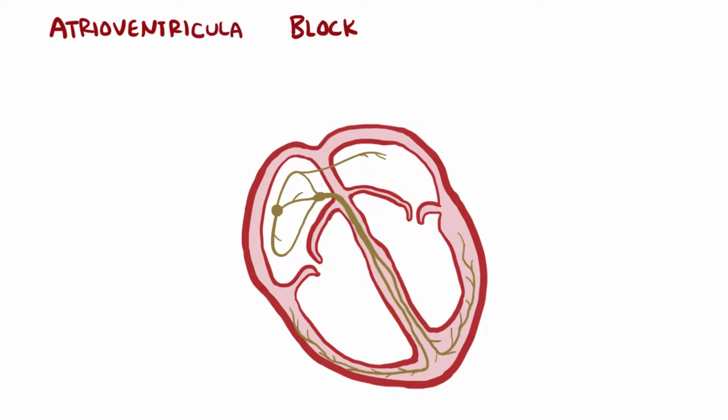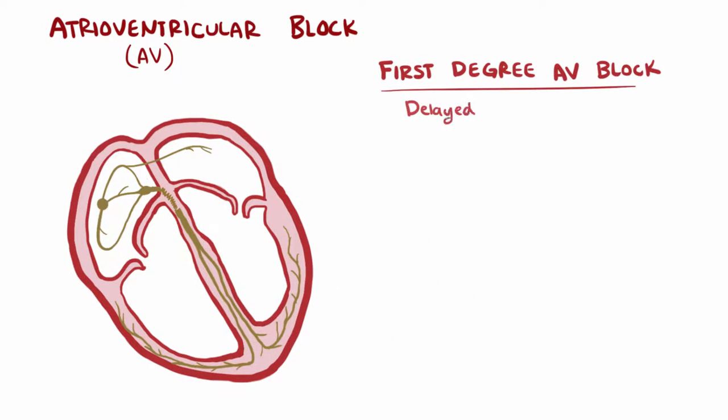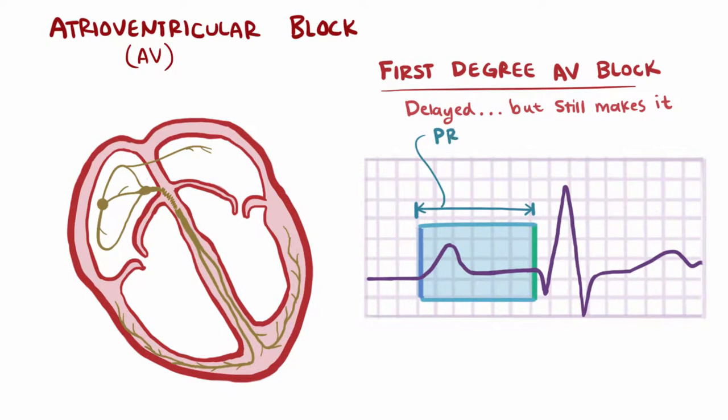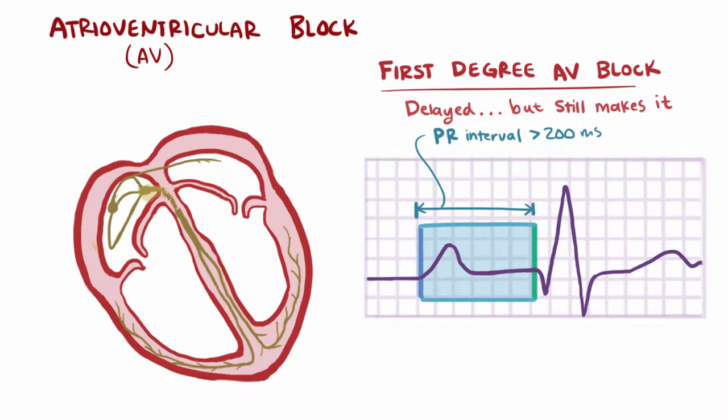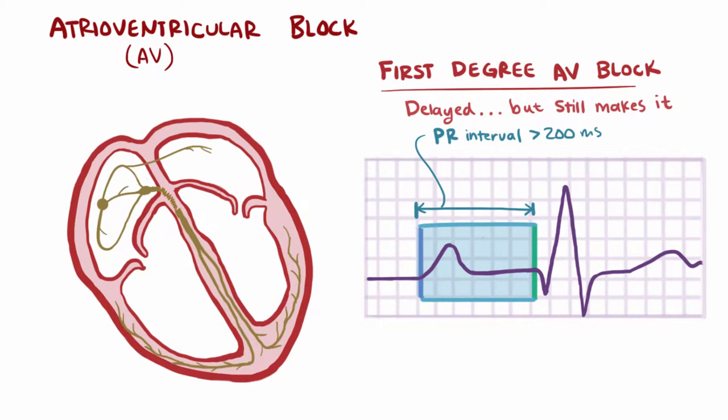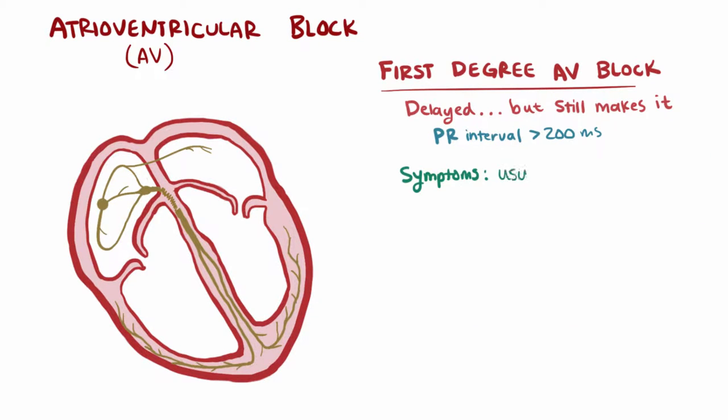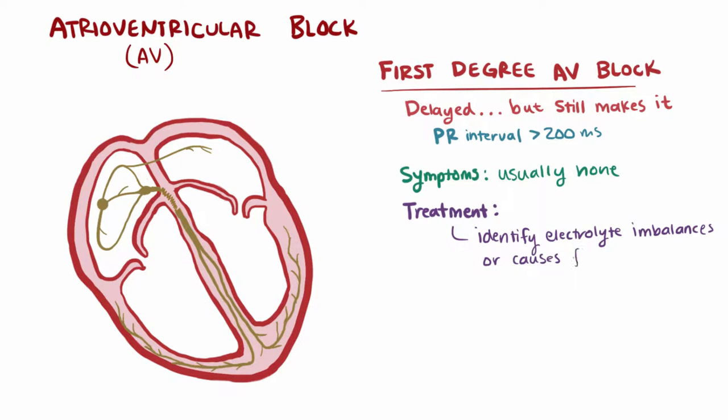An atrioventricular, or AV block, is used to describe when the signal is delayed or blocked when it's trying to move from the atria to the ventricles. First degree AV block is when the signal is delayed, but still makes it to the ventricles. This type has a PR interval greater than 200 milliseconds. Even though these signals are delayed, in first degree block they still reach the ventricles. First degree block isn't usually associated with any symptoms, and treatment or management of first degree block might involve identifying electrolyte imbalances or causes due to medications, although it usually doesn't require further treatment.